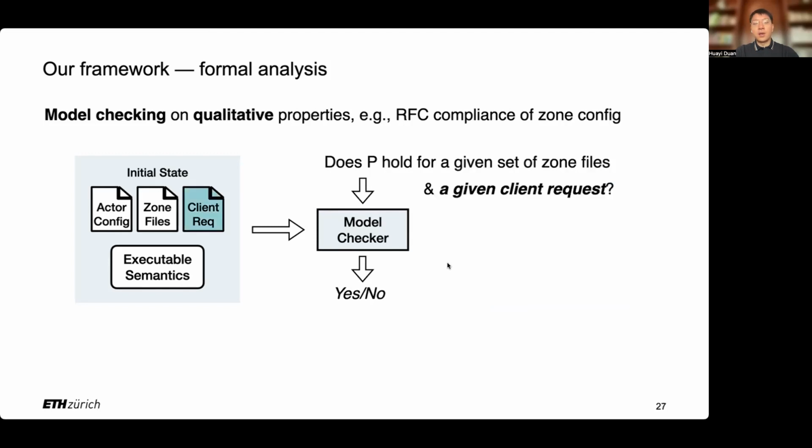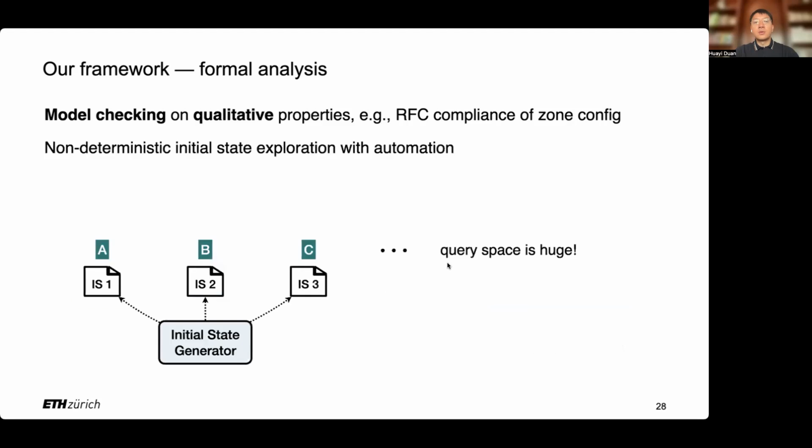But there's a catch. A property is just verified on a single client request encoded in an initial state. This is not really interesting, right? Because we don't know whether the property holds for numerous other queries as well. Our solution is to introduce a generator component that automatically creates different initial states, which allows the model checker to non-deterministically explore the initial state space. Yet, it's still intractable to exhaustively search the entire query space.